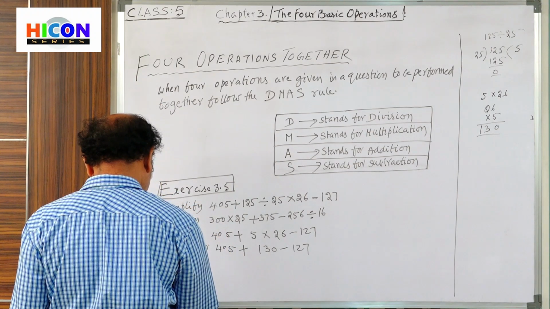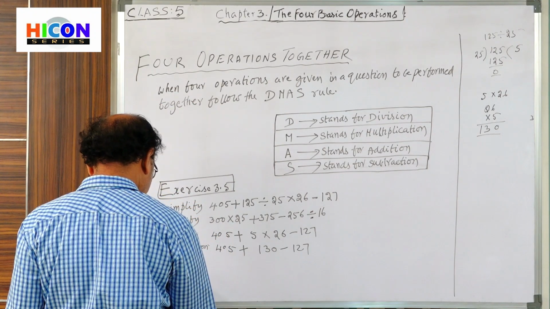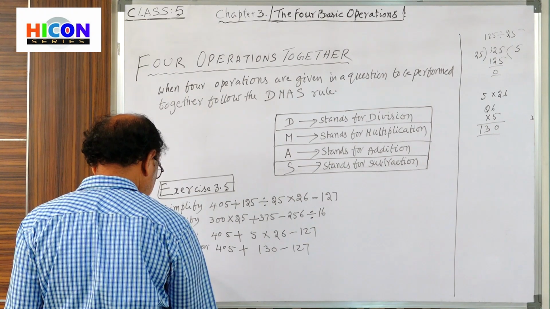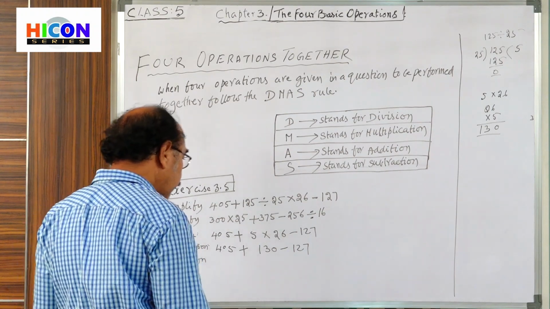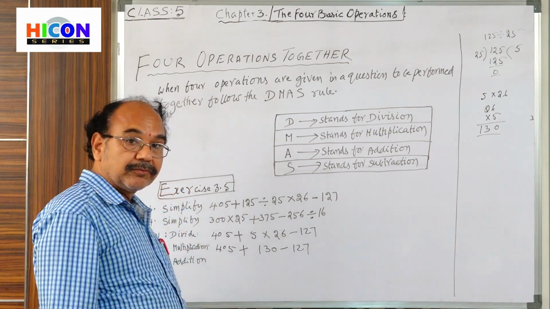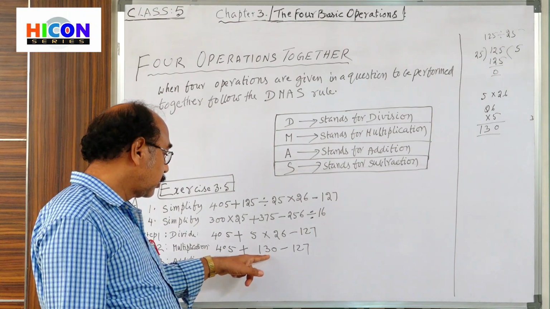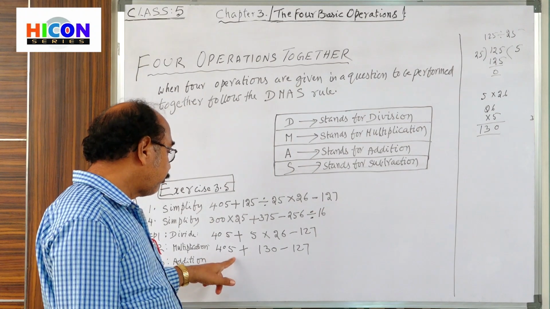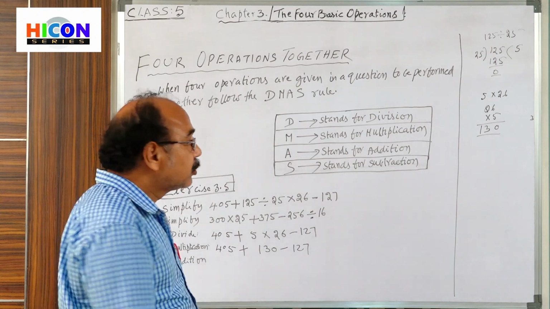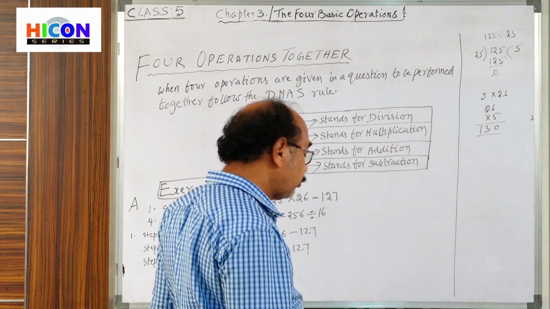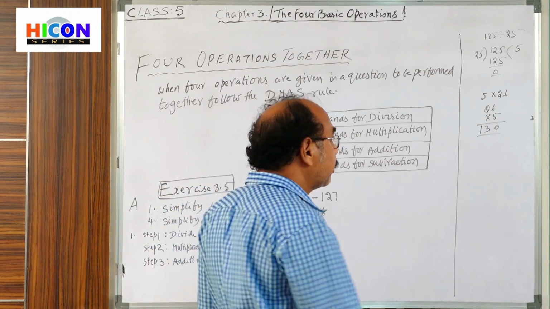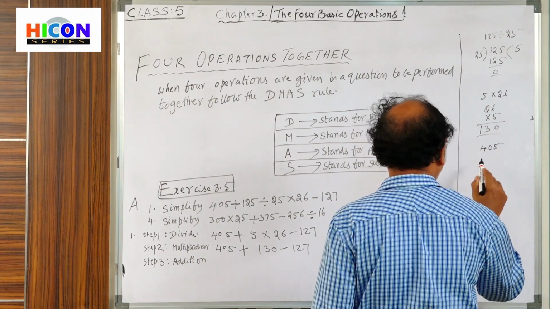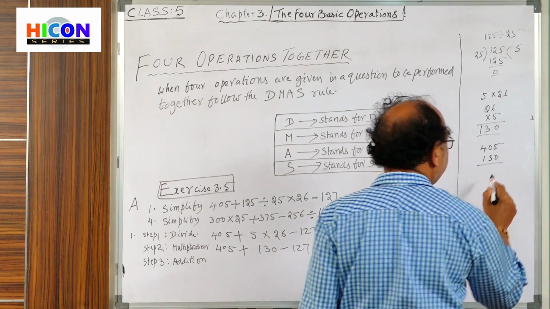Step 3, addition. Here, where is the addition? The two numbers are under addition, 405 and 130. So here we show the addition of 405 and 130. 5 and 1. Add.